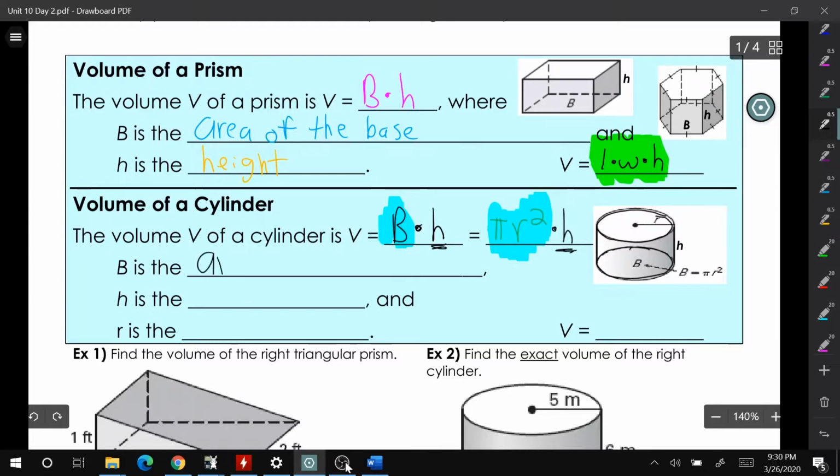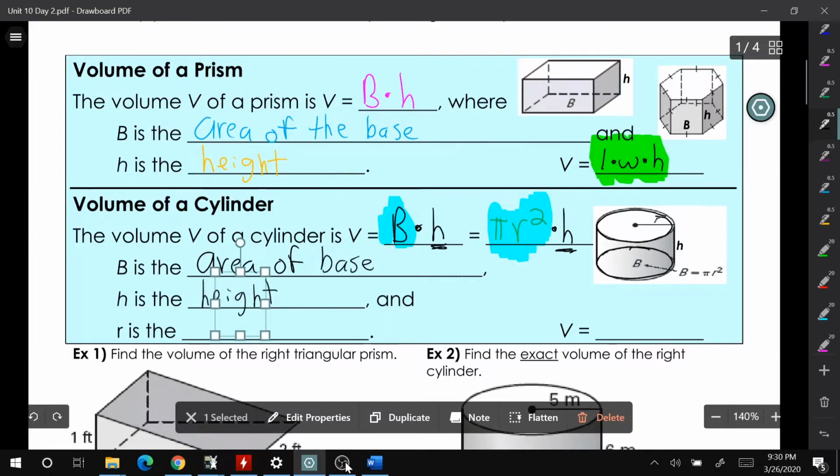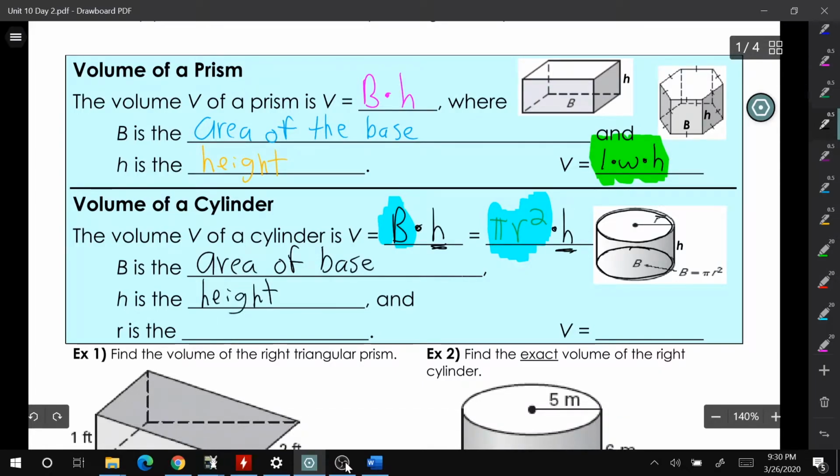So B is the area of the base. H is your height. And R is the radius. And again, the volume formula that I will be using is pi times r squared times h, because that doesn't force me to remember anything differently.